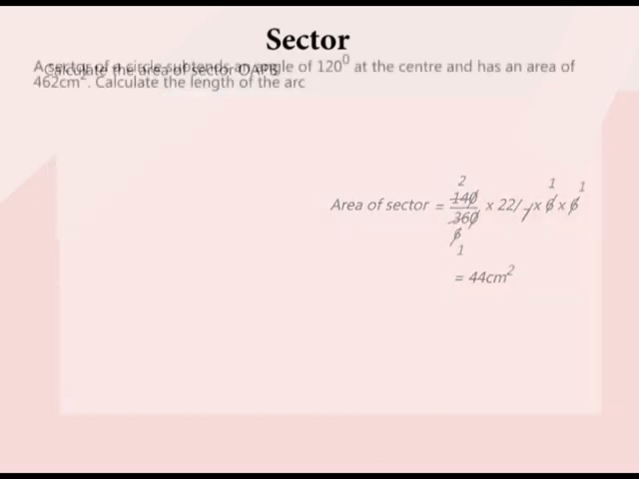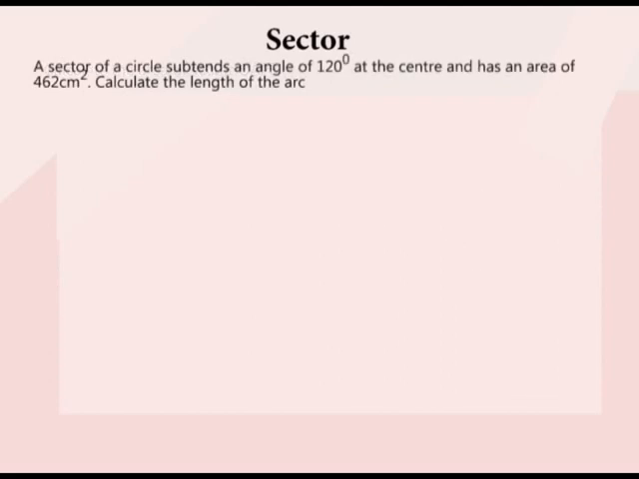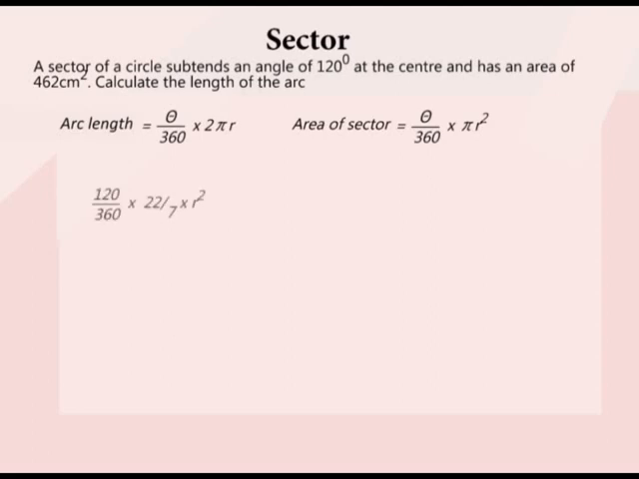In another example, a sector of a circle subtends an angle of 120 degrees at the center and has an area of 462 square centimeters. Calculate the length of the arc. In the solution, we know that arc length is equal to theta over 360 times 2 pi r. So to be able to calculate this, we need to find the radius first. Recall the area of a sector is equal to theta over 360 times pi r squared. And so 120 over 360 times 22 over 7 times r squared is equal to 462 square centimeters.